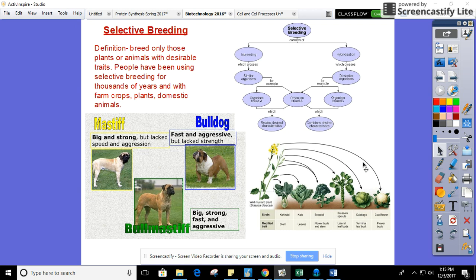Another example is if you take these organisms. This is actually a wild mustard plant, and different portions of that plant were actually raised and selected for their quality, and you have all of these different varieties. So sometimes we call this artificial selection, because this is somebody purposefully selecting what is going to be changed.